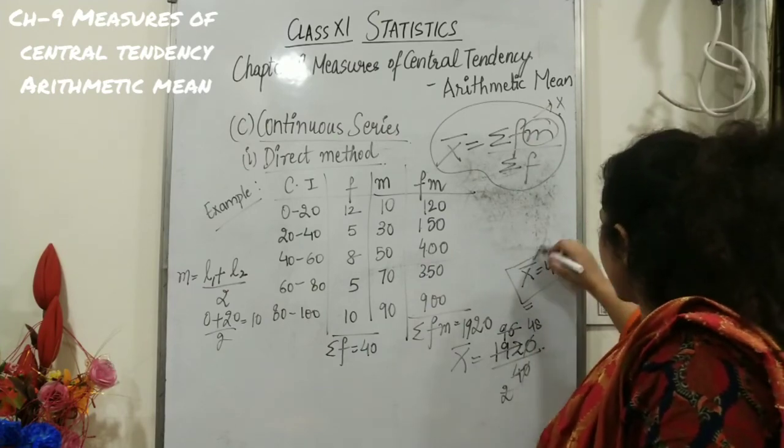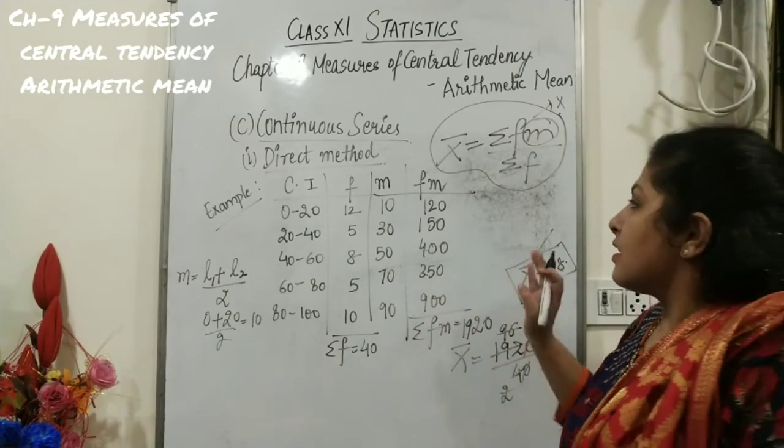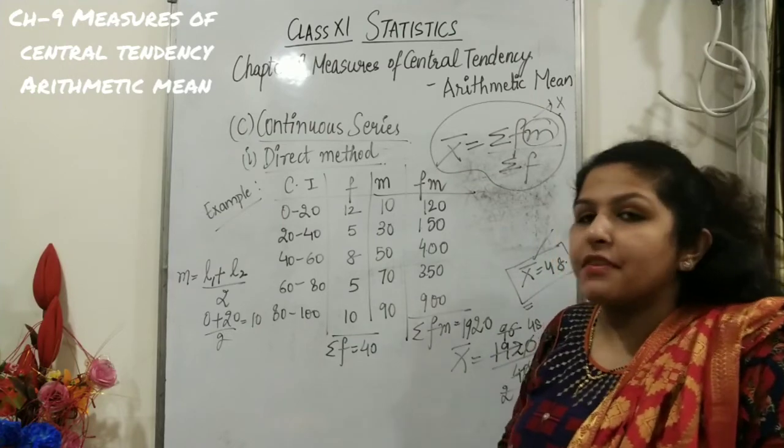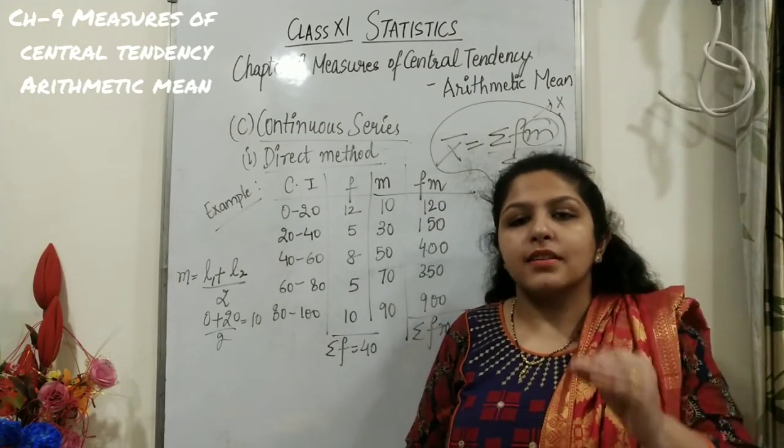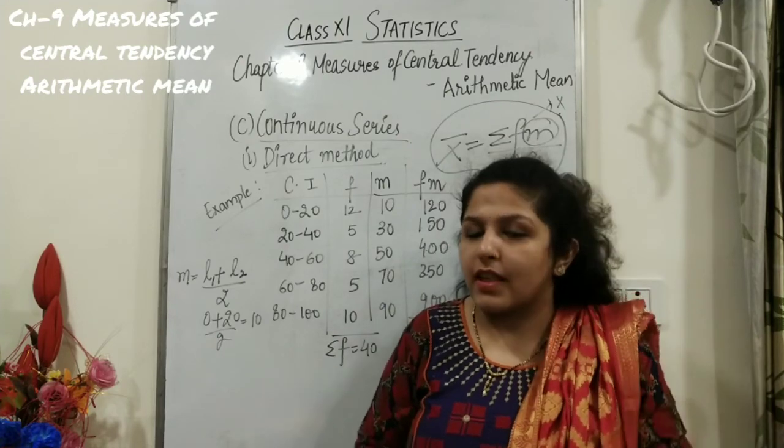So 48 is the mean by the direct method for continuous series, and we will come up with the shortcut method, assumed mean method and the step deviation method of continuous series in my next video.